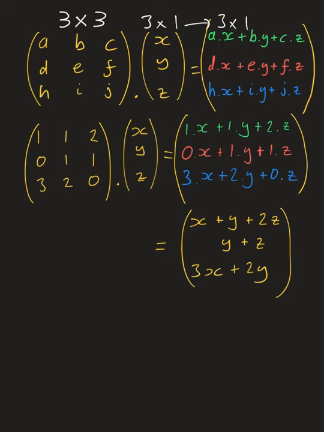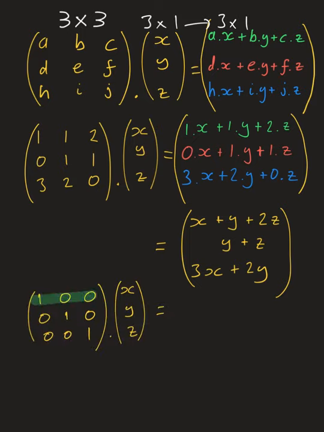A square matrix multiplied by a column vector is something that comes up a lot. On the last page we had a 1 by 3 row vector multiplied by a 3 by 1 column vector to produce a number. This time we have a 3 by 3 matrix multiplying by a 3 by 1 column vector to produce another 3 by 1 column vector. You might recognize this one as the identity matrix. Let's have a look at this and see how the identity matrix just gives you back the same matrix that you put in.